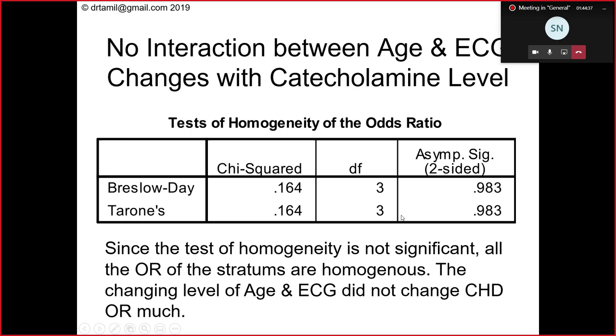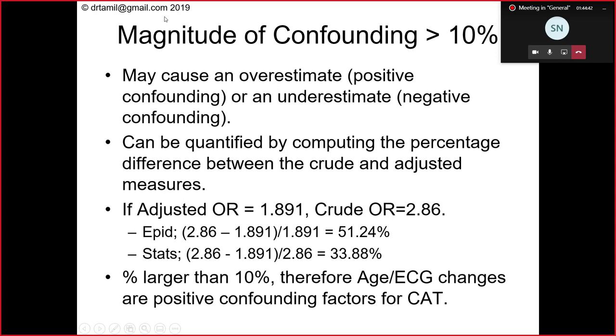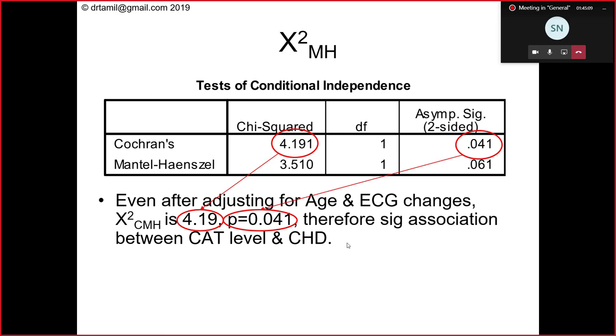Okay, so I already explained to you earlier on how to decide whether you have a confounding factor or not by using the difference between the adjusted odds ratio and the crude odds ratio. So you got two, you got either Epi Info or Stata formula. The only difference is the denominator. So which one to use? Use the Cochran-Mantel-Haenszel.